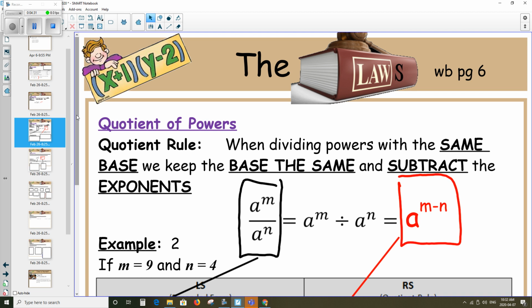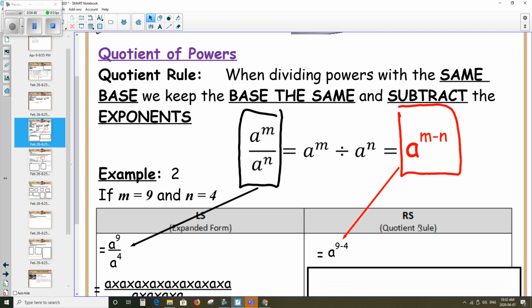Second rule, quotient of powers. Okay, and that one says if you are dividing powers with the same base, you want to keep the base and subtract the exponents. Alright, so we're going to subtract m and n. So m minus n. And let's show that this is true. That's what I'm doing down here. Okay, I'm going to show that they are true.